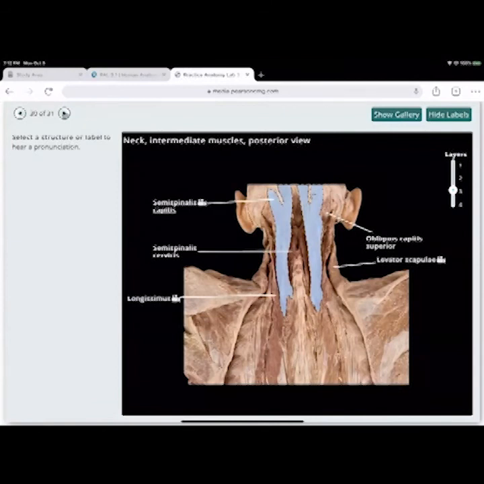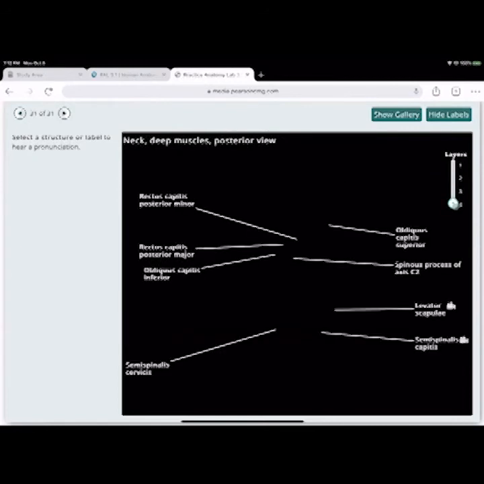And one more slide on this one, and that takes care of the head and neck. Maybe. Let's do it this way. There you go.